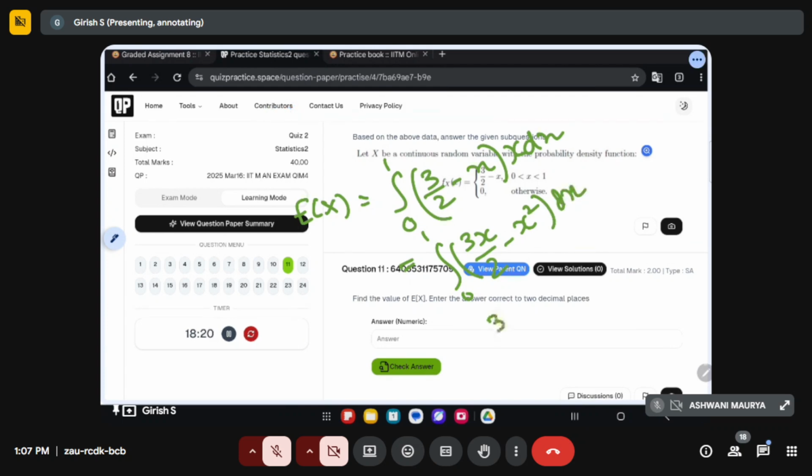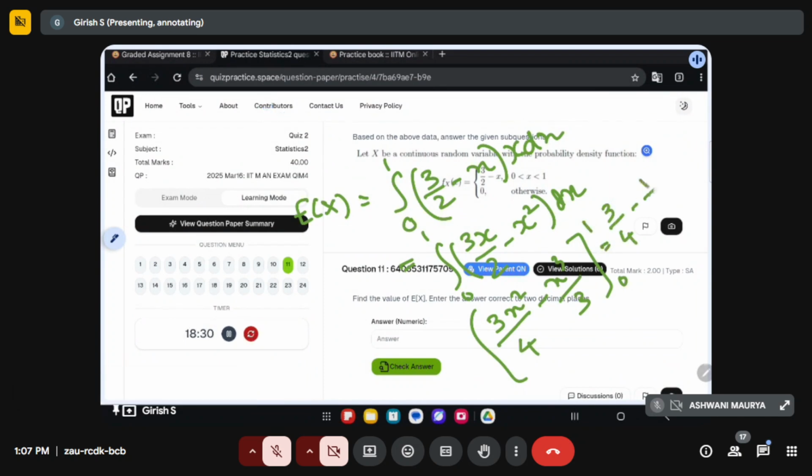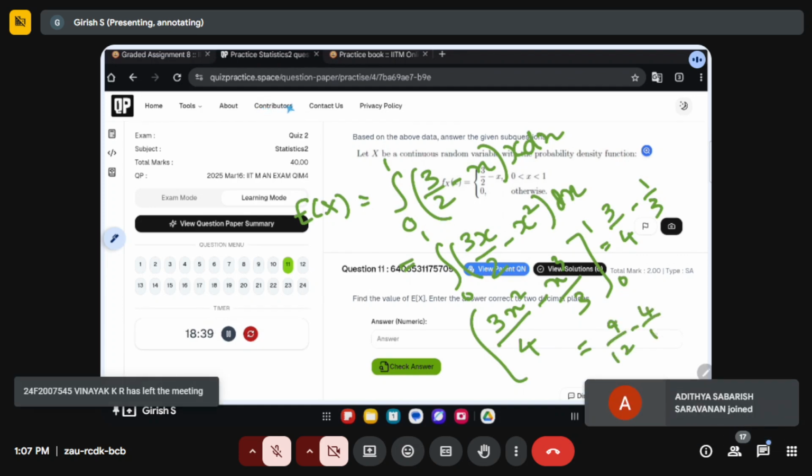So that becomes 3x square by 2 minus x cube by 3. This goes from 0 to 1, which is nothing but 3 by 4 minus 1 by 3. And this basically is 9 by 12 minus 4 by 12. Your answer will be 5 by 12. If I did not make any calculation mistake, it should be 0.42.